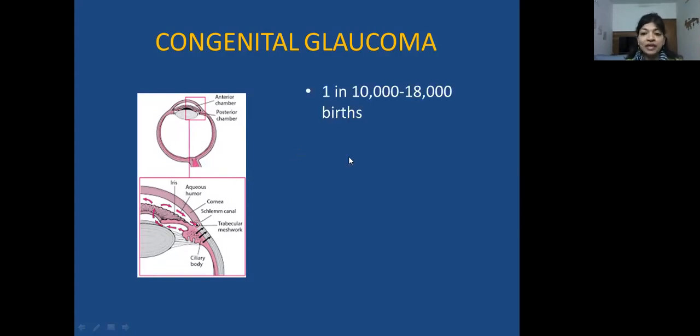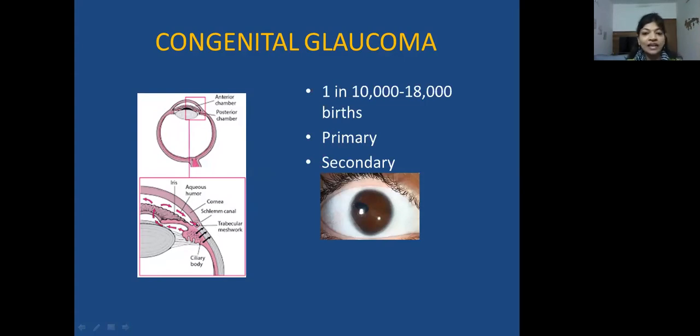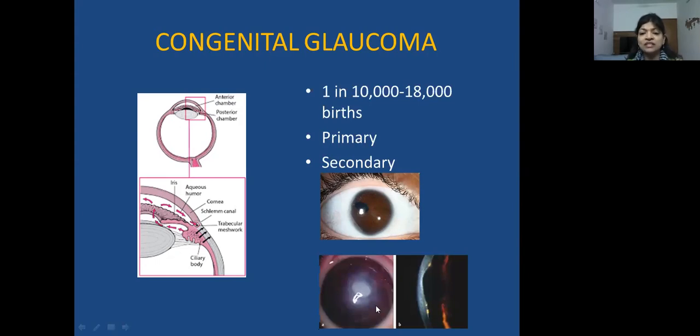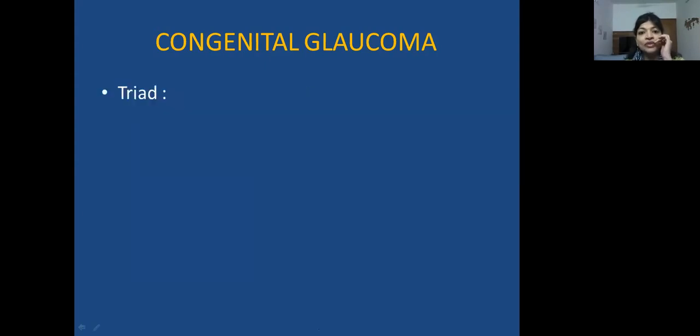So that would be primary, that is where you only have an isolated abnormality of the drainage pathway, or it could be secondary with other conditions, like I had mentioned in aniridia that they can have glaucoma. You can also have some other conditions, like this is called the Axenfeld-Rieger's anomaly, where the baby would also have other systemic issues. They can have umbilical hernias, they have problems with their dentition. Or this is like Peters anomaly, which is another condition commonly associated with congenital glaucoma. So if you have a primary congenital glaucoma, normally it can present at birth or within the first 3 months of life.